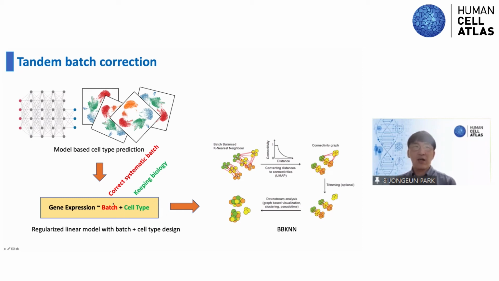And then we only ask the regression to correct for the systematic batch effect that is recurring. And we also do the regularization here so that we don't do aggressive batch correction. We just slightly bring the different systematic batches into closer proximity.